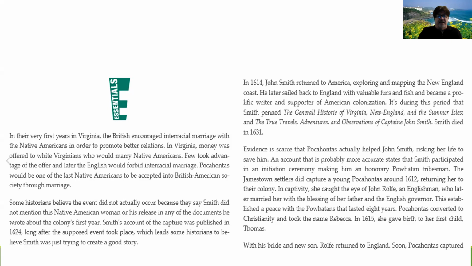So we would have more insight into their relationship. But you will see what happens to Miss Pocahontas shortly. In 1614, John Smith returned to America, exploring and mapping the New England coast. He later sailed back to England with valuable furs and fish and became a prolific writer and supporter of American colonization. It's during this period that Smith penned the General History of Virginia.